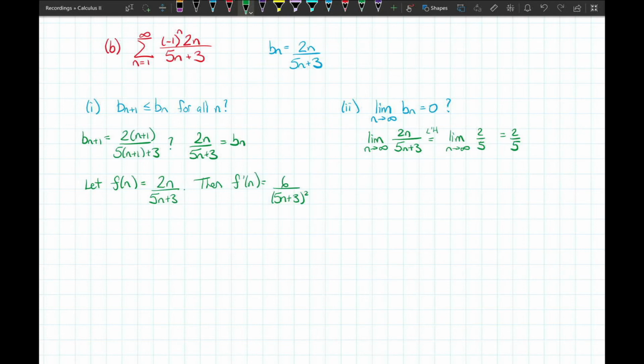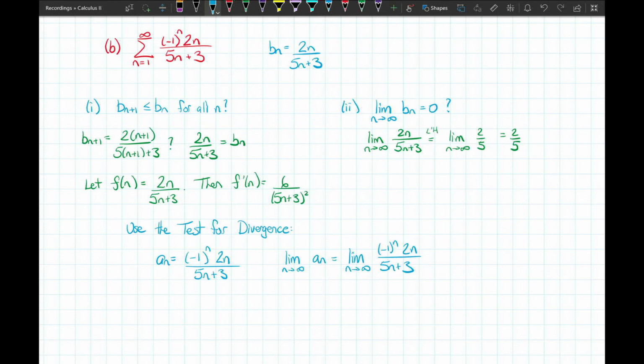So we cannot use the alternating series test to show that this converges. What we could do instead is use the test for divergence to show that this is a divergent series. We look at the whole term an, including that minus 1 to the n. Now we're taking a look at the limit as n goes to infinity of negative 1 to the n times 2n over 5n plus 3. Now we see when n goes to infinity, 2n over 5n plus 3 gets closer and closer to 2/5, but it's the minus 1 to the n that makes this limit not exist. Negative 1 to any even integer is going to be positive 1. Negative 1 to any odd integer is negative 1. And so this limit can never equal a single value. And since this limit does not exist, then by the test for divergence, this series is divergent.